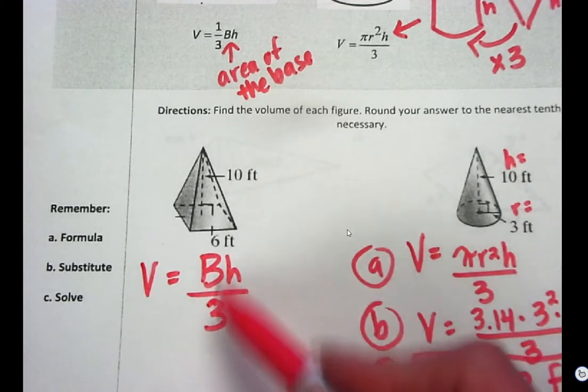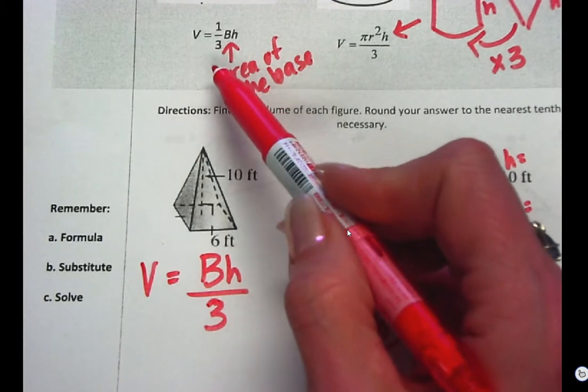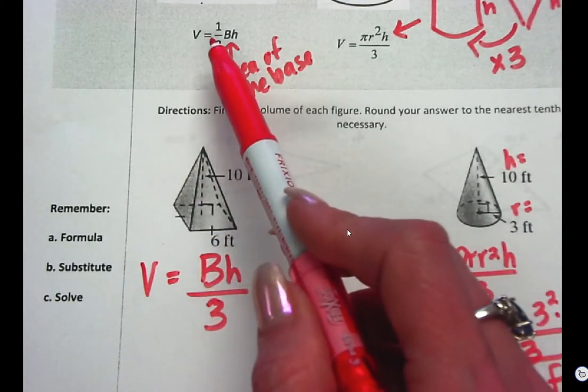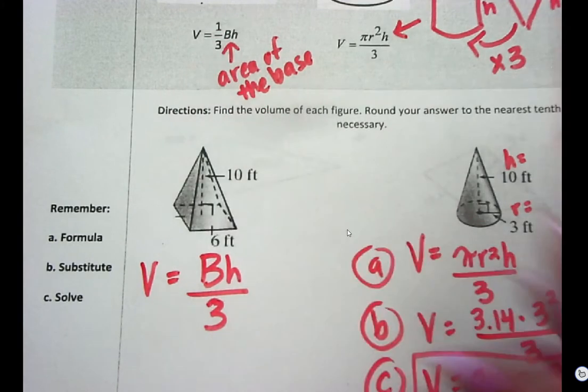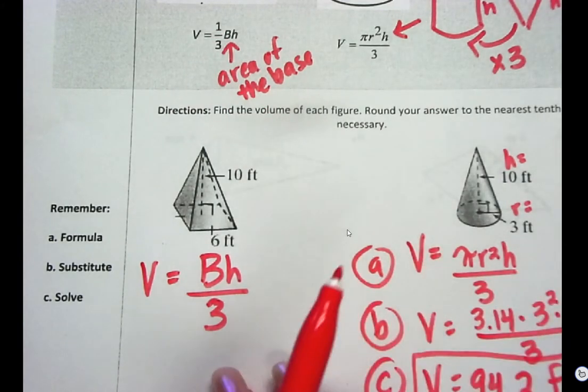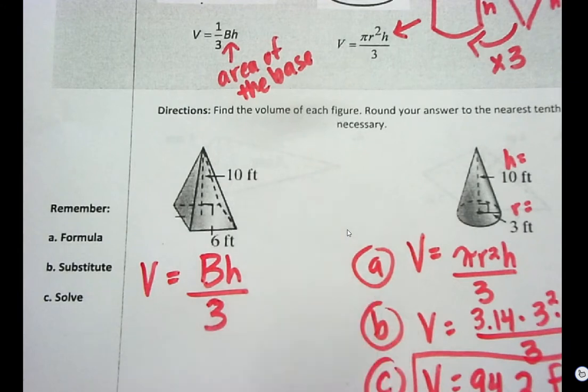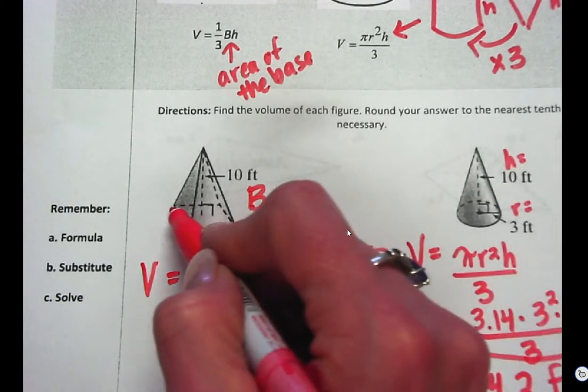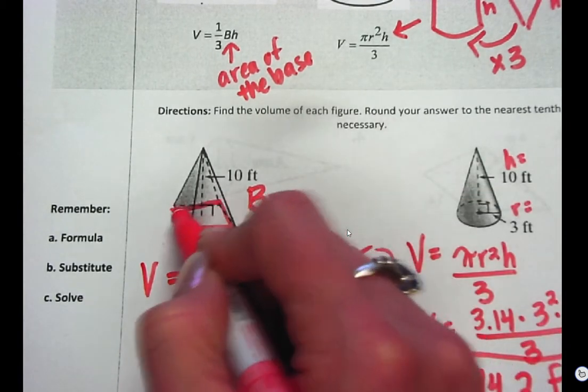I'm going to do that instead of using 1/3. If you want to use 1/3 and multiply, that's fine. But if you know that multiplying by 1/3 is the same thing as dividing by 3, it's so much easier to do it this way. So the only difference is now I have to calculate big B. So I have to recognize what the area of the base is.